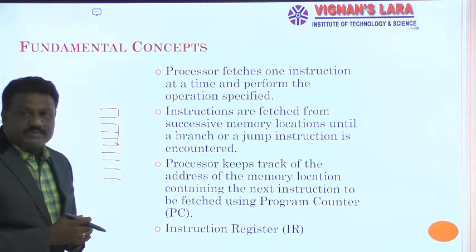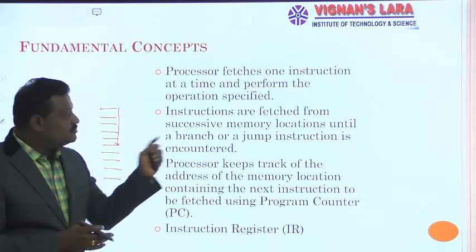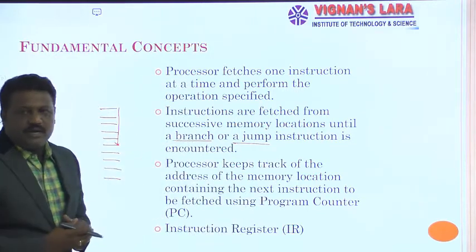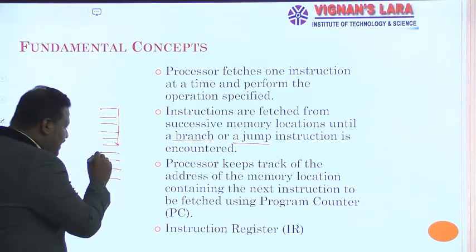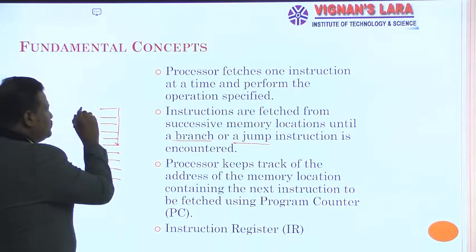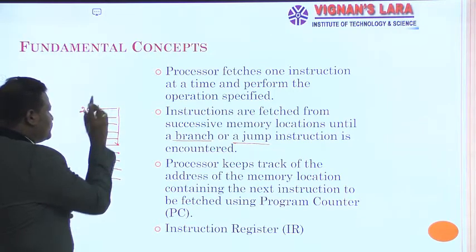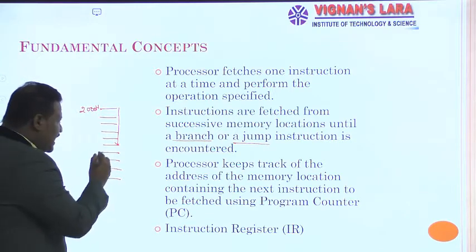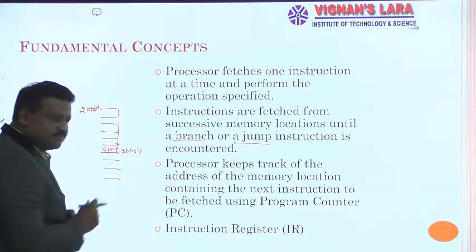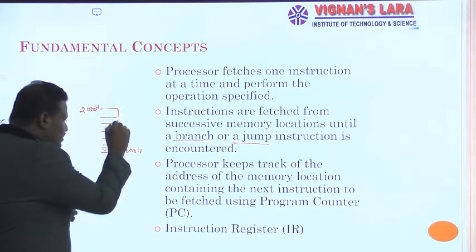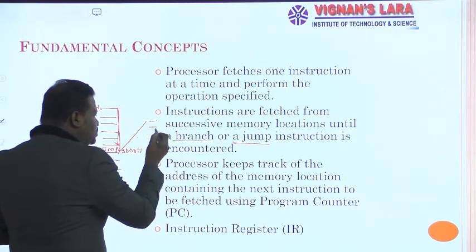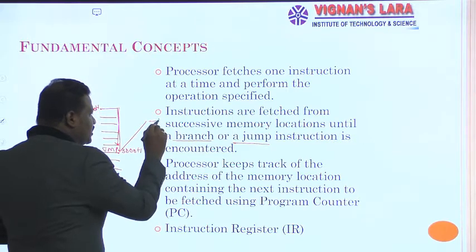So the meaning of this is the instructions are fetched from successive memory locations until a branch or a jump instruction is encountered. Once here I have a branch instruction, that means I have a jump instruction. Let's assume this program starts from location 2000 H of our memory. And here I have a branch instruction, that is JMP 3000 H. Once your processor comes to this instruction, what does it do? In execution of this instruction, it changes the program execution sequence to the location address 3000 H.